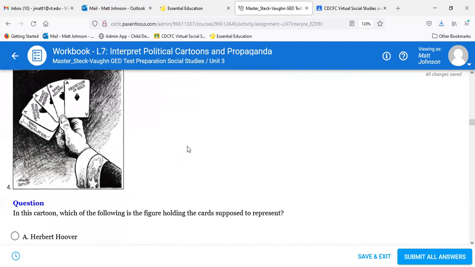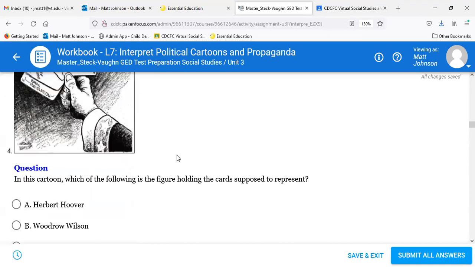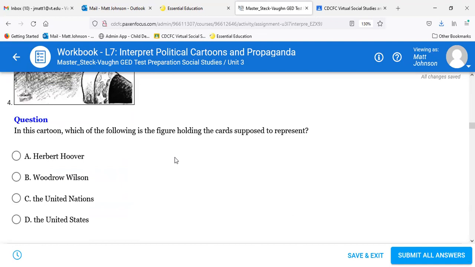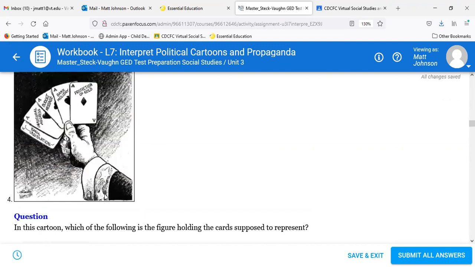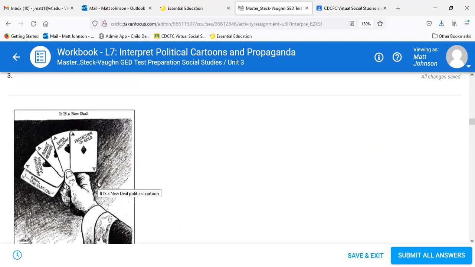So number 4, we have a new cartoon here. Tracy, you want to read question 4 for us? Yes. In this cartoon, which of the following is the figure holding the card supposed to represent? A, Herbert Hoover, B, Woodrow Wilson, C, the United States, D, the United States. Yep, D, the United States. And the one giveaway there is the stars, which is kind of hard to see, but you see them on its sleeves. And it's holding up a bunch of sort of ideas that are going to help, right?